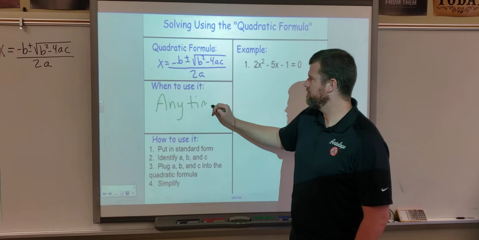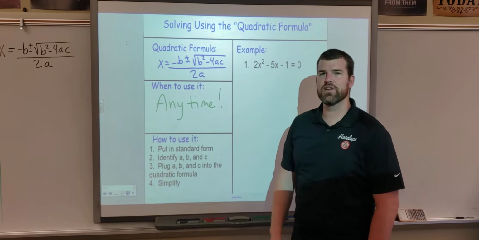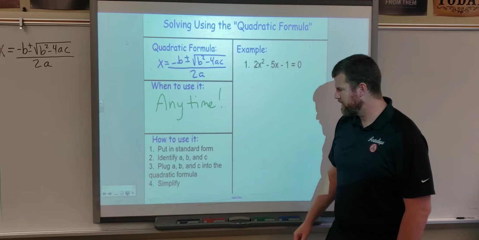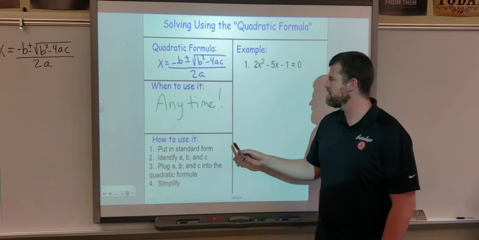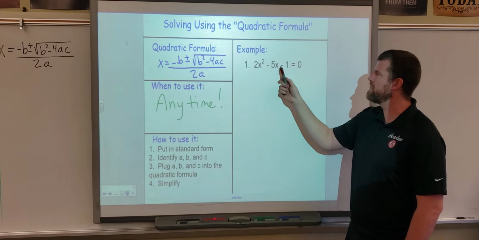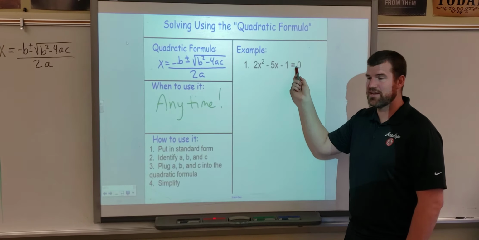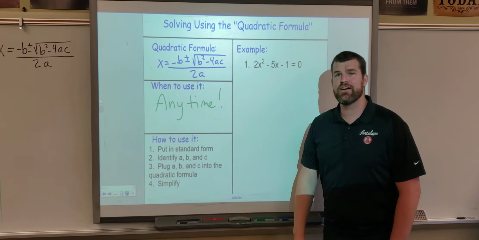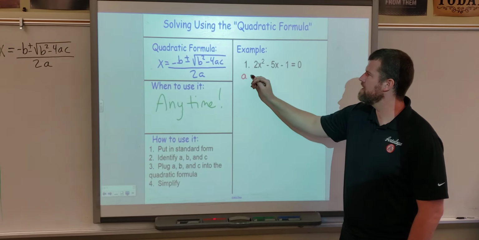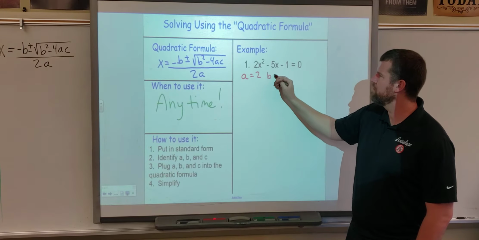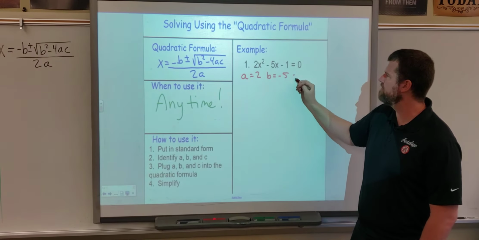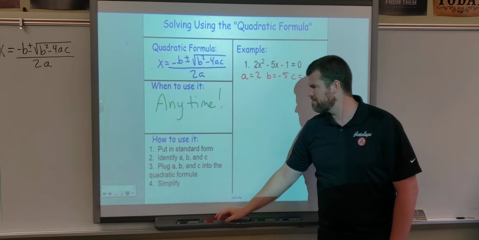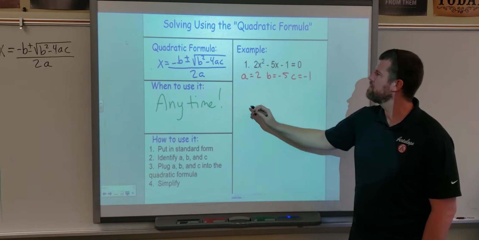When to use the quadratic formula? Anytime. This will work for every quadratic equation. How to use it? First, we need to have the problem in standard form, so ax squared plus bx plus c equal to 0. This one is in standard form. Then we identify our a, b, and c. So a is 2, b is negative 5, c is negative 1. And then we're going to plug those into the quadratic formula.